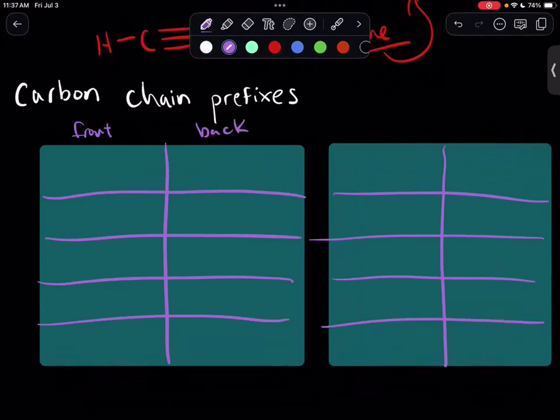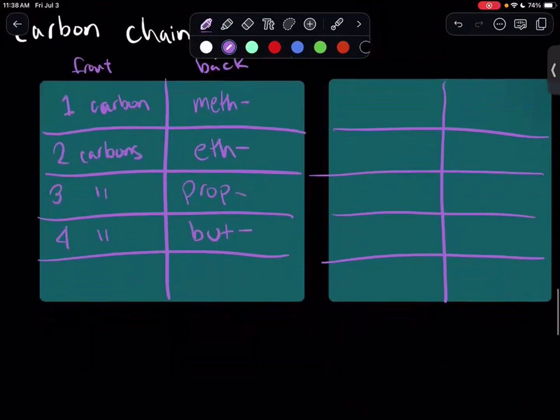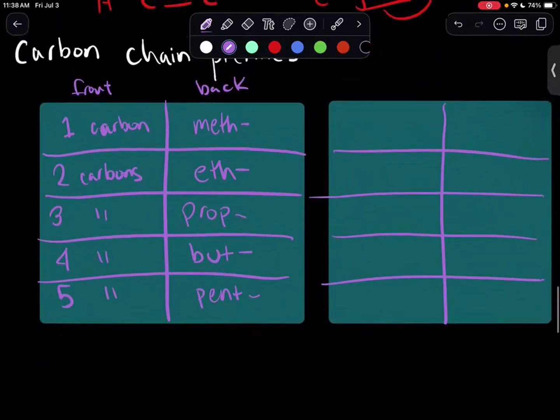And so if our carbon chain is 1 carbon, we use the prefix meth. If it's 2 carbons, we use the prefix eth. If it's 3 carbons, we use the prefix prop. 4 carbons, we use the prefix but. It is but, not but. 5 carbons, we use the prefix pent, like pentagon.